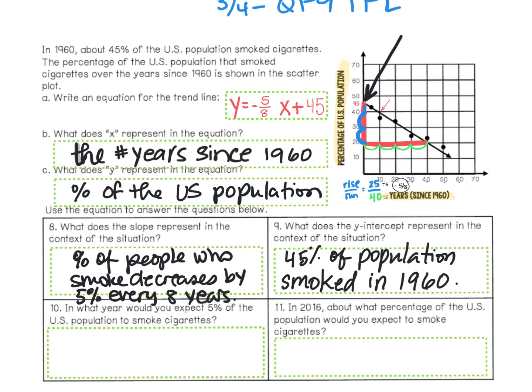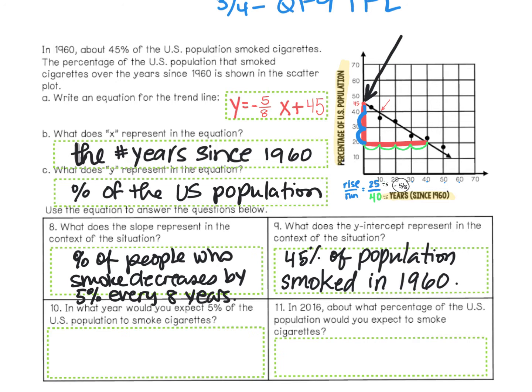So when it says in context, they want you to use the actual numbers. They want you to use your actual slope, but explain it using your labels. They want you to use the actual y-intercept, but explain it in terms of where x is 0. What does that y mean? Here it means 45% of the population smoked in 1960.